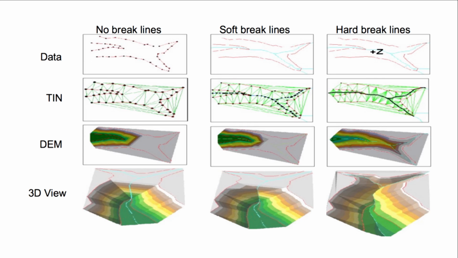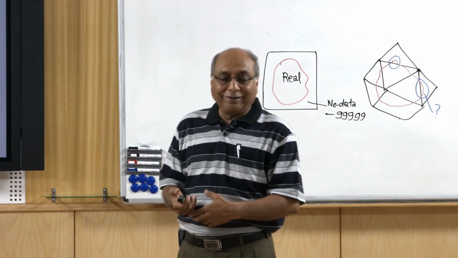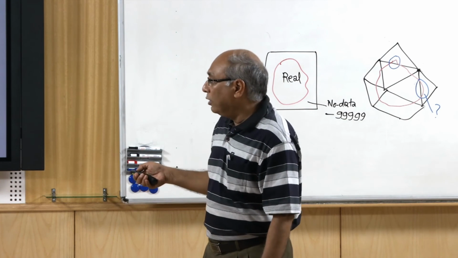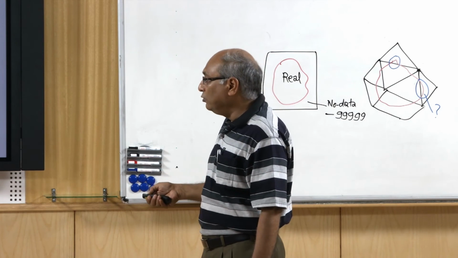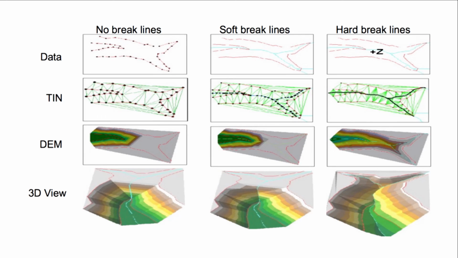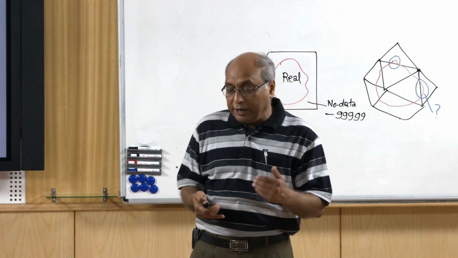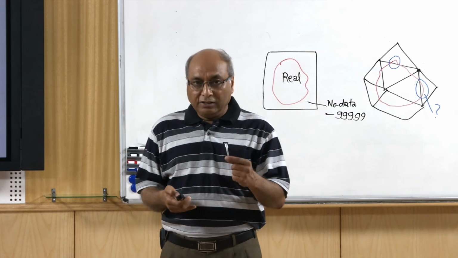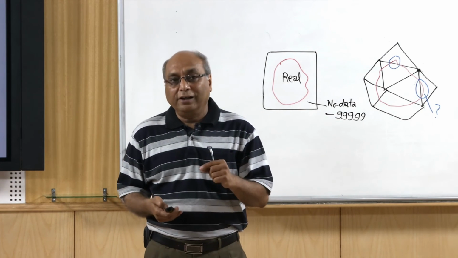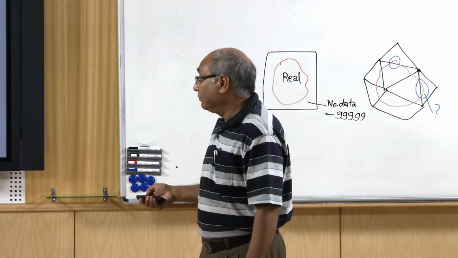And when we don't have any input about the break lines, then either you go and collect it, or if that is not possible, you have to live with no break lines. As you can see, because of choosing hard break lines, the terrain looks altogether different from the terrain without break lines. So these are the options while creating a TIN or raster about break lines. But the knowledge of the break line has to be there, and this input will come as a vector layer, a vector polyline layer.